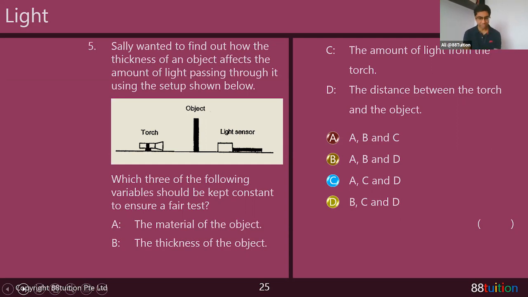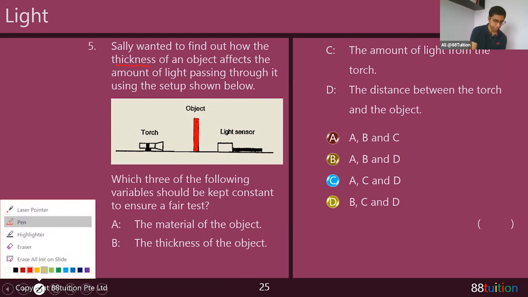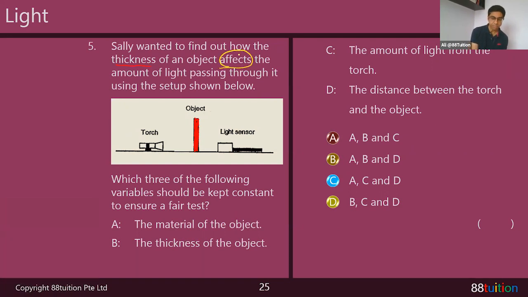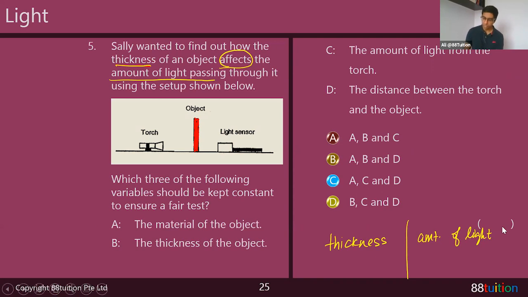Okay, Sally wanted to find out how thick this object is. That means the thickness of the object affects, remember, the amount of light. So there are just two. So thickness, I'm going to write down, please follow what I'm writing down, will affect what? The amount of light. Thickness of the object. Now, this is what you must measure. You must measure how much light gets through by changing the thickness.